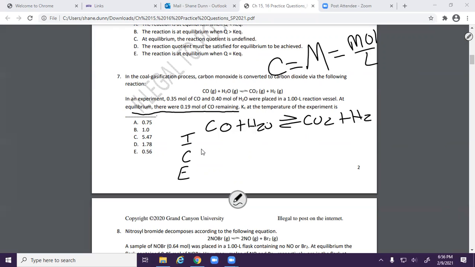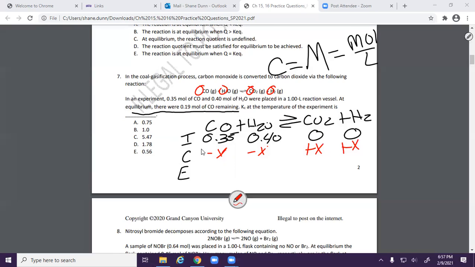Cool. So initially I have 0.35 of this and 0.4 of this. How much stuff do I have at the very beginning of the experiment? I don't have any products yet, right? Good. First off, are there any numbers in front of my things I have to worry about? No. Good. This is going to lose by something, this is going to lose by something, this is going to gain by something, and this is going to gain by something. Does that make sense? Because the only products I make are from how much stuff I use up or lose.